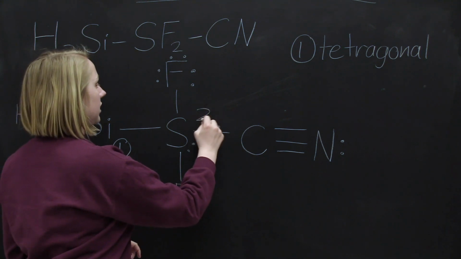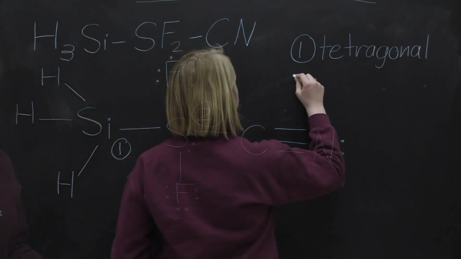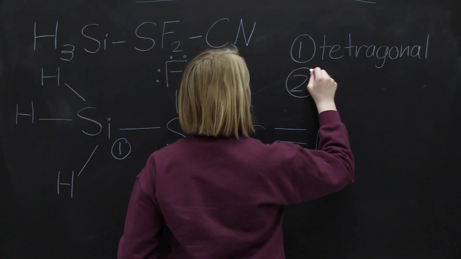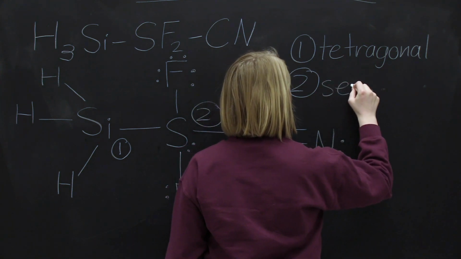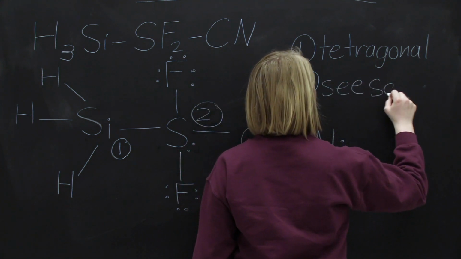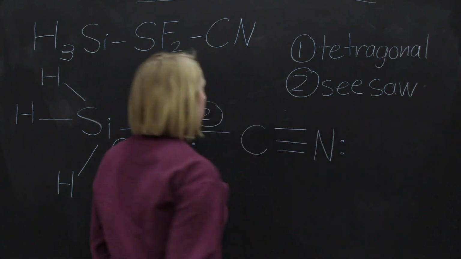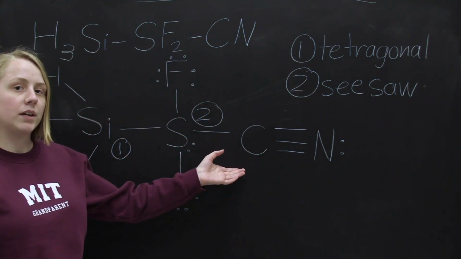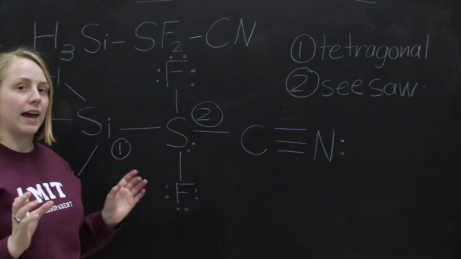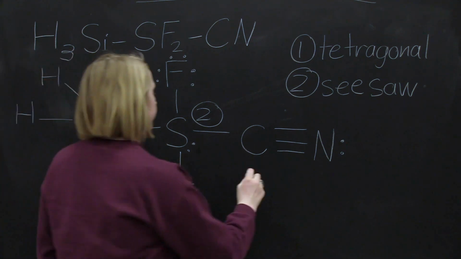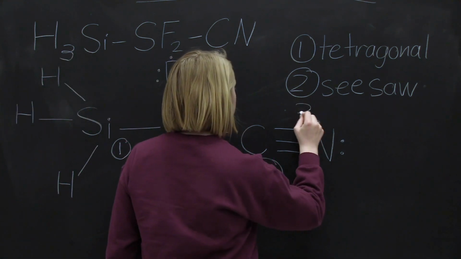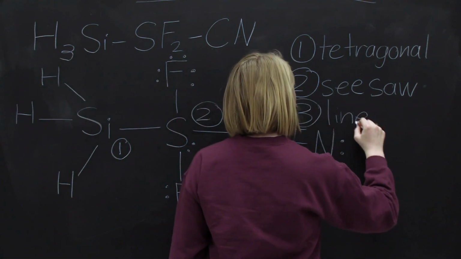This sulfur here, has 5 electron domains, and one of them is a non-bonding pair. We know that this will be a seesaw geometry. And then finally, this carbon has 2 bonding domains with atoms in each of those domains. So this will be a linear geometry. And now we're ready to build our model.